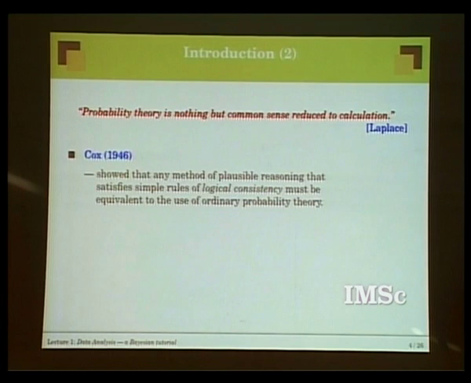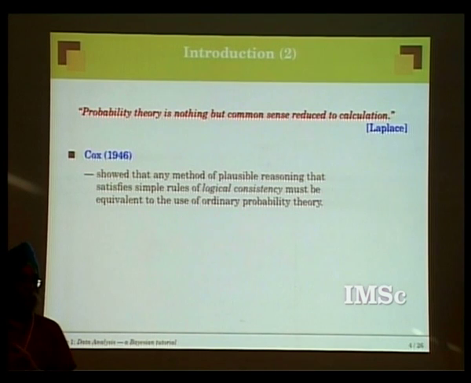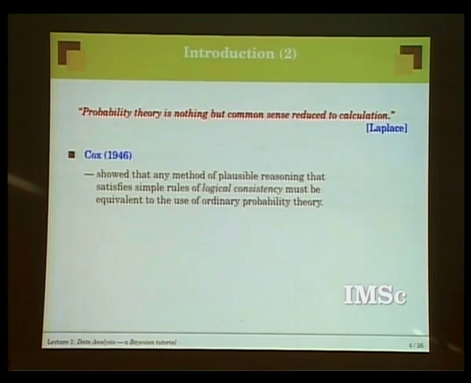And what he found was that the only way to ensure consistency was if the real numbers you had assigned could be mapped into another set of numbers that obeyed the normal rules of probability. So you didn't have to call the system you're using probability, you can call it whatever you like, but if it had to satisfy these simple rules of logical consistency, it had to be equivalent.